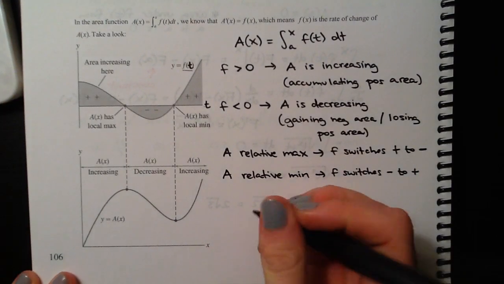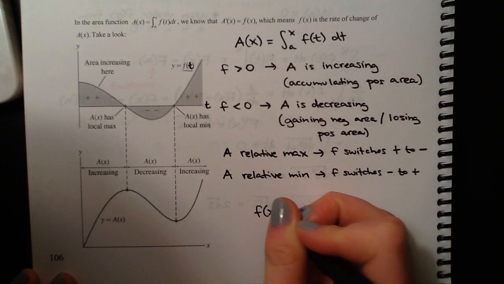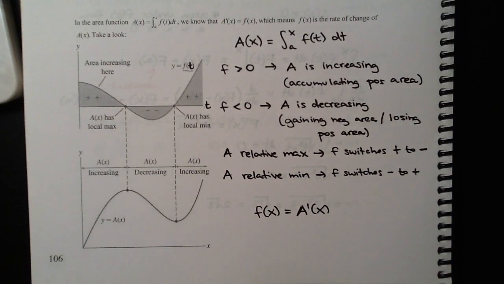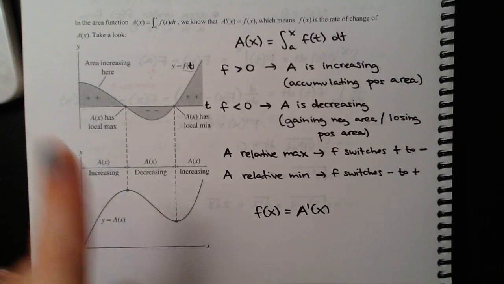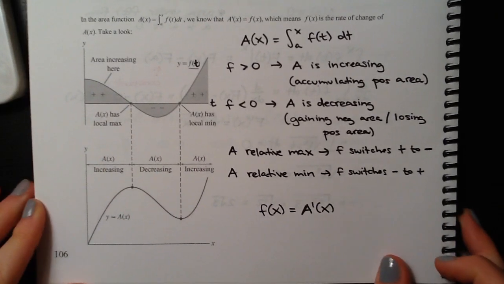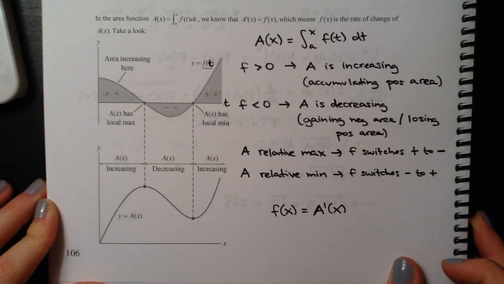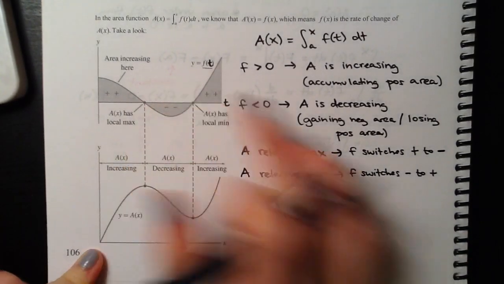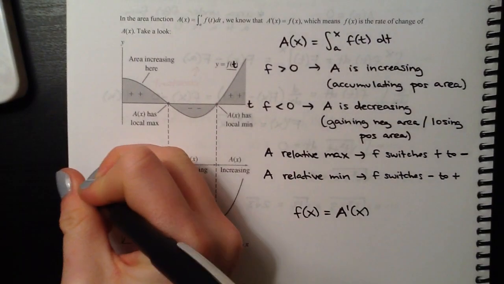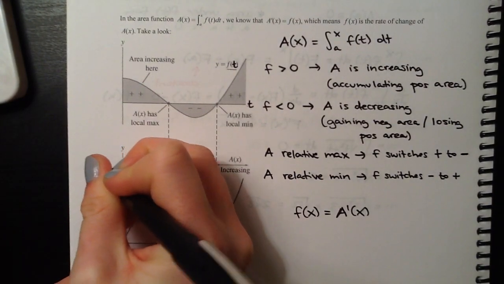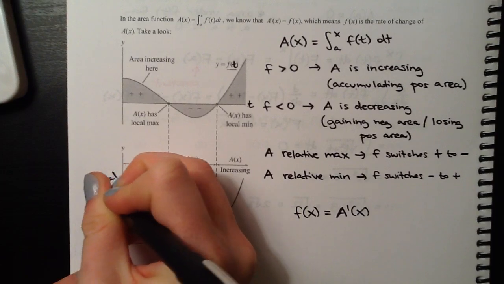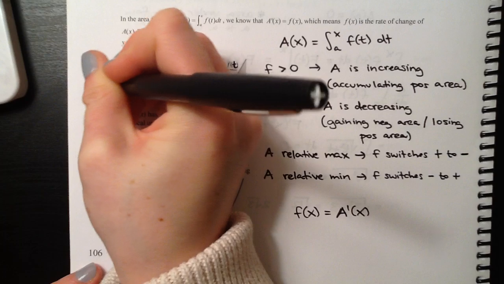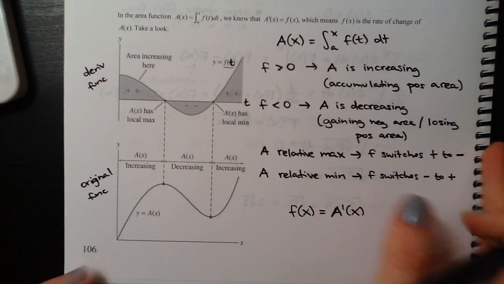The really important relationship to remember is that f of x is the same as A prime. So any relationship that you have between a function and its derivative, you're going to have that same relationship here. All right, so you can think of this as being the original function and think of this as being the derivative function. And then all the same relationships that you had in chapter 4 apply here.